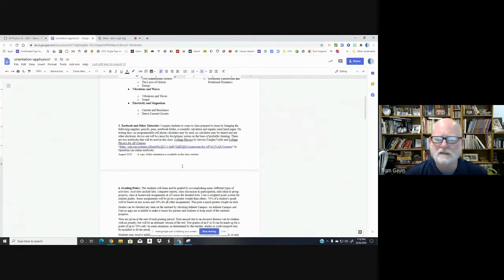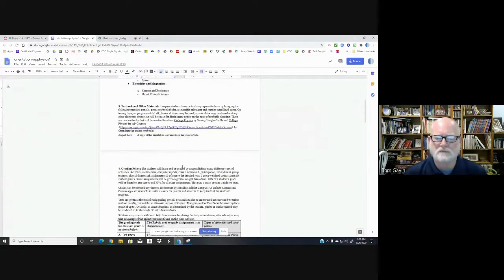In terms of supplies, they are given a textbook that they are certainly welcome to read, but most of our work will be out of College Physics for AP Courses, which is an accepted AP book, and it's called OpenStax, and here's the link for it. It's an online textbook. It's produced by Rice University, which does a number of online textbooks.